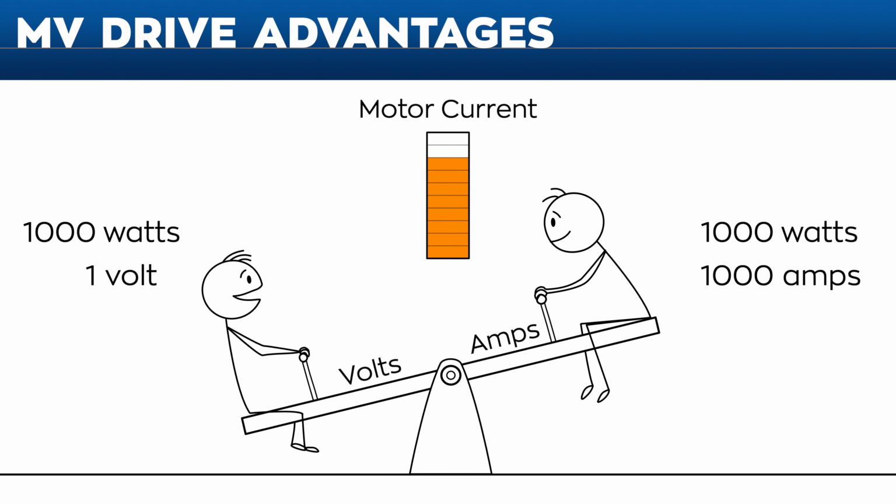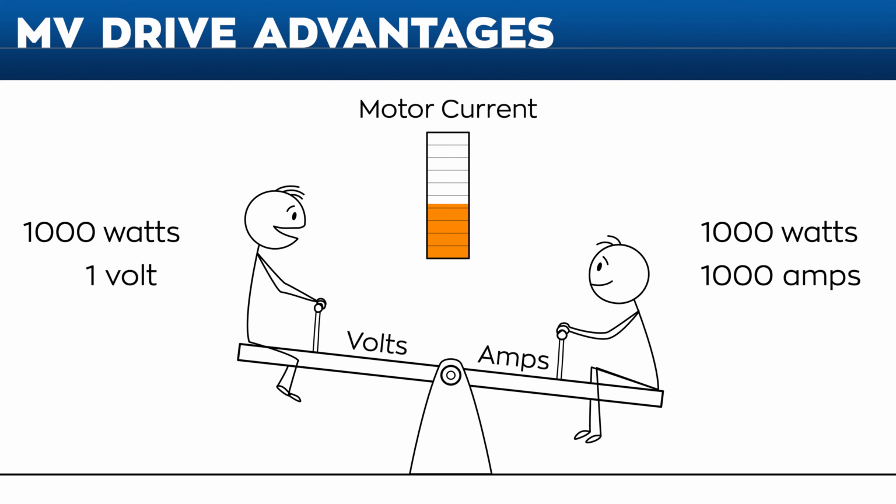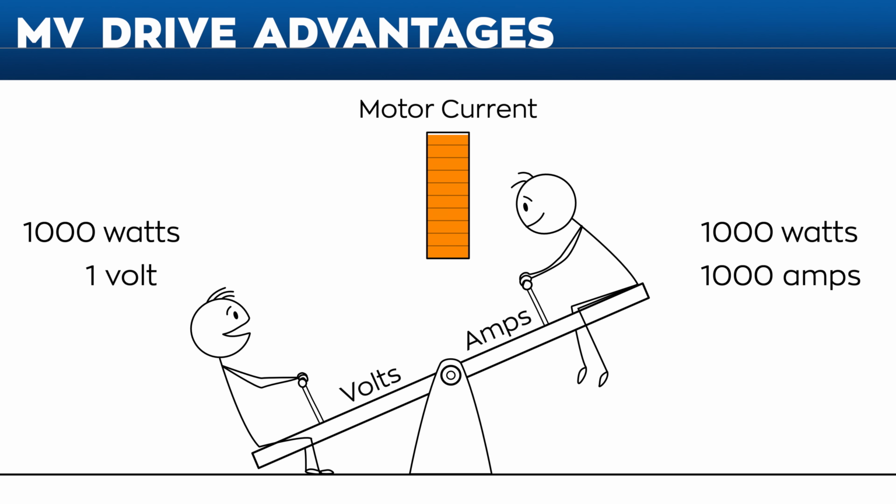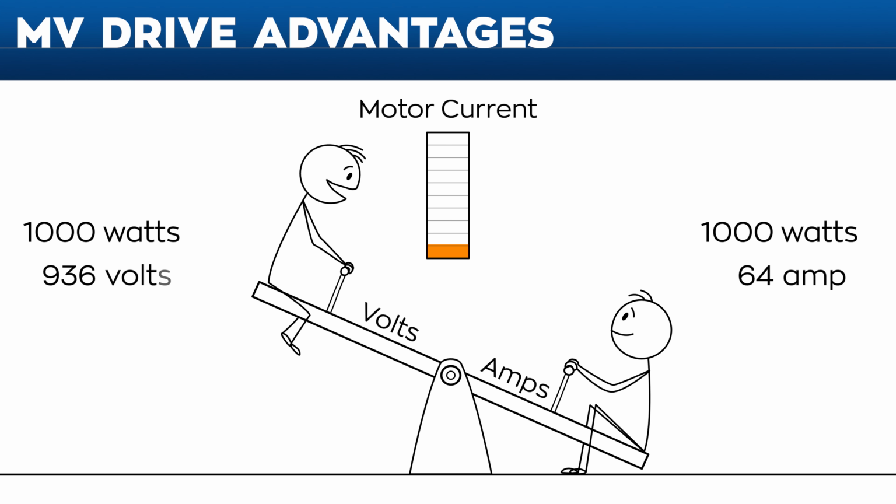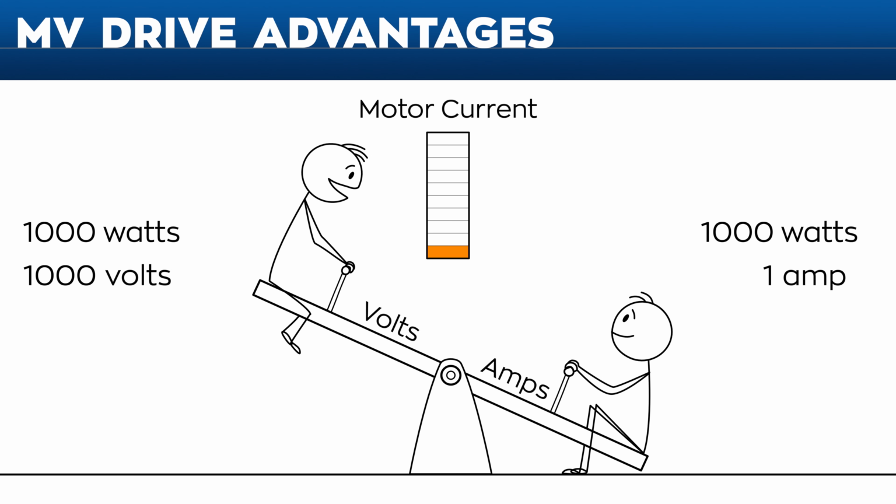For example, to deliver 1,000 watts of power with a 1 volt supply, the system would need to deliver 1,000 amps of current. However, if the voltage is increased from 1 volt to 1,000 volts, the same 1,000 watts of power can be delivered with just 1 amp instead of 1,000 amps. Reducing amperage allows smaller conductors to be used, reducing copper and installation costs and reducing transmission losses.